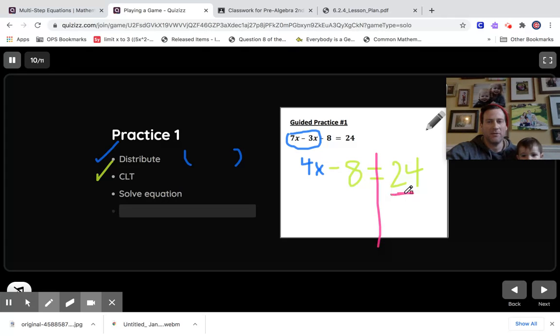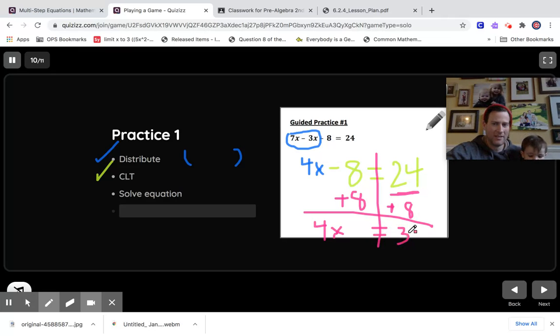So I'm going to draw my line down the middle. Here's my total. This is everything I want to get it to. So I'm going to add the 8 here. And I'm going to end up getting 4x. And I'm going to take 24 and I'm going to add it to 8. It looks like I'm going to get 32.